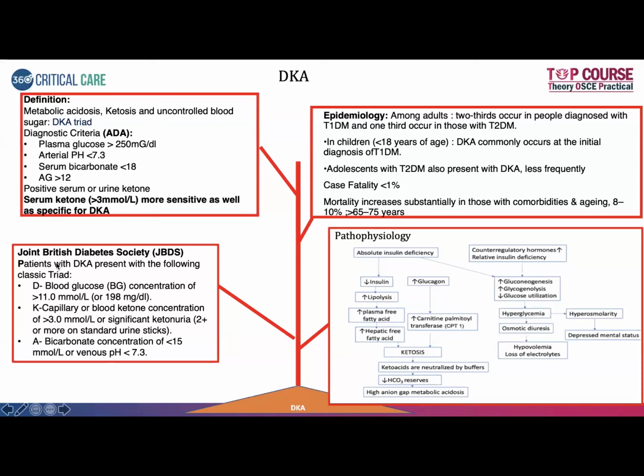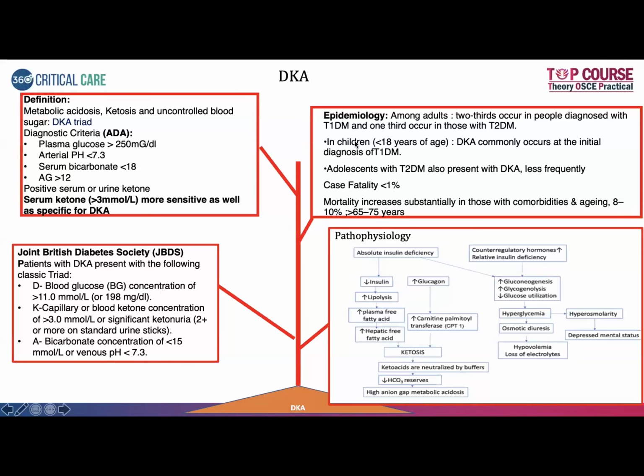As per the Joint British Diabetes Society, you remember D, K and A. Here the glucose level is more than 198. K for ketonemia, that is more than 3 millimoles per liter of ketones, or a urine ketone dipstick 2 plus positive, and A for acidosis, a bicarb level less than 15 or a pH less than 7.3. Here the anion gap is not included. That is the difference between these two, and the blood sugar levels are slightly different.